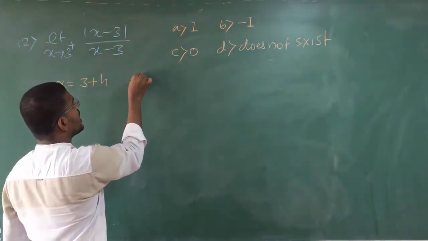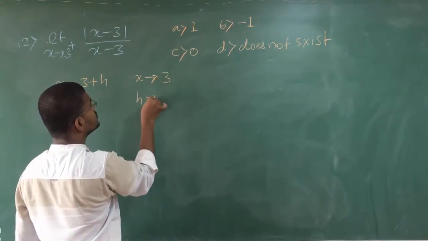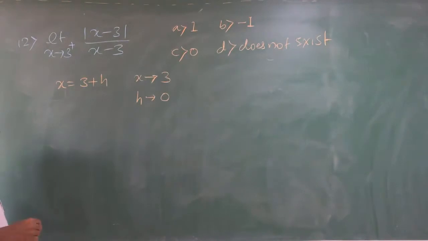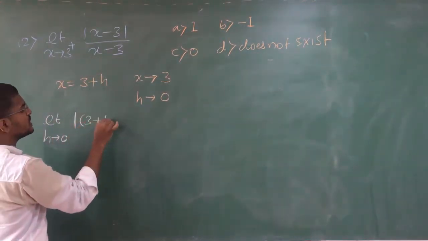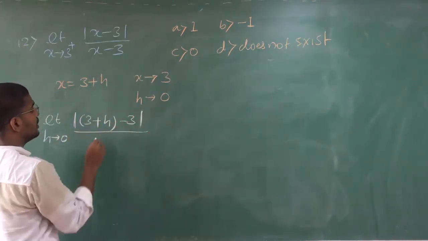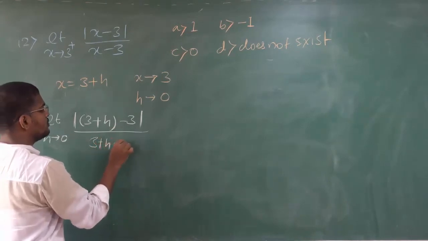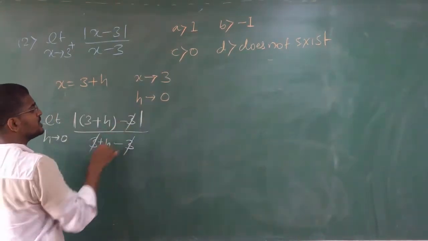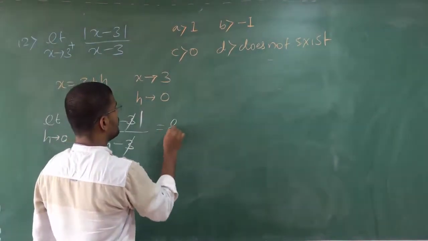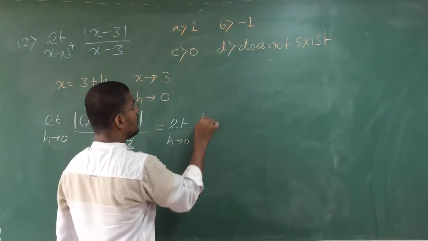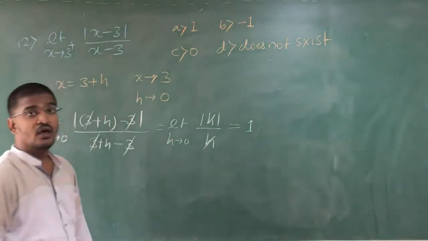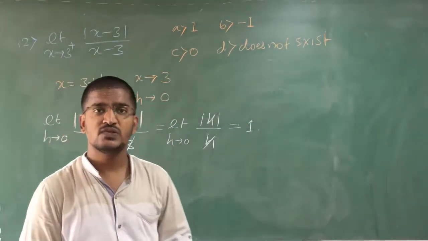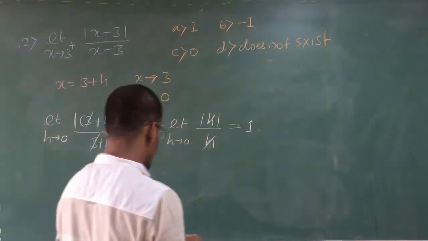Directly I will write as x goes to 3, again h goes to 0. As x goes to 3, h goes to 0. So it will be limit h tending to 0 mod of 3 plus h minus 3 divided by 3 plus h minus 3. Cancel minus 3 and plus 3. So here again it will be limit h tending to 0 mod of h by h, which is going to get cancelled. So answer will be equal to 1. So see here, your left hand limit was minus 1 and your right hand limit will be plus 1.